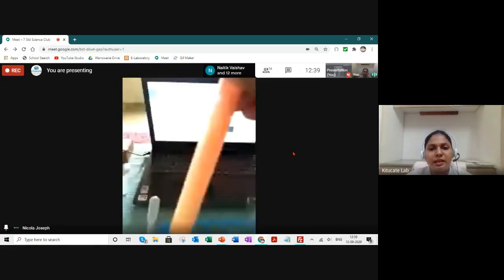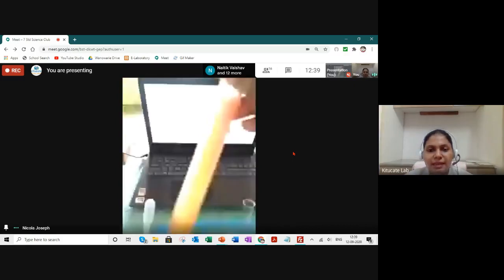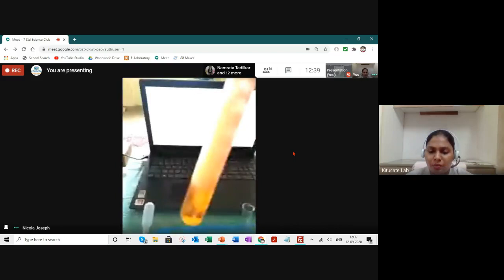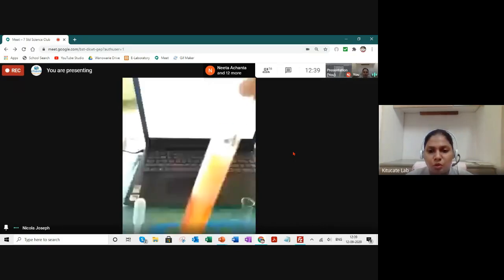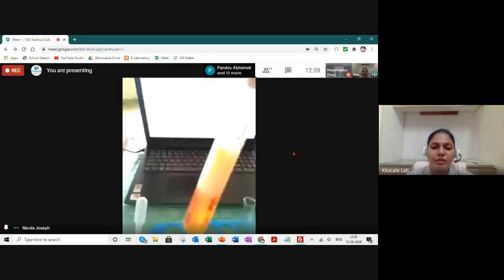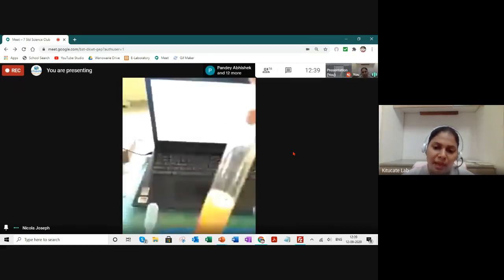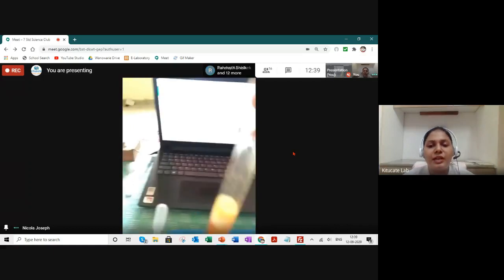Okay, can you see the color difference? It was red in color and it has completely turned yellow now. That means ENO works as a base. So all the antacids that we saw today, ENO and the other two tablet crushes that ma'am had added, they all are different types of bases.